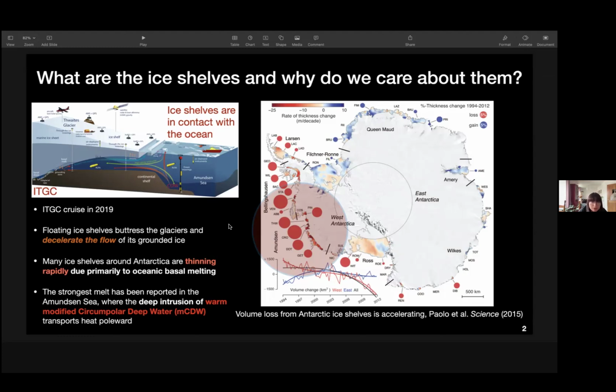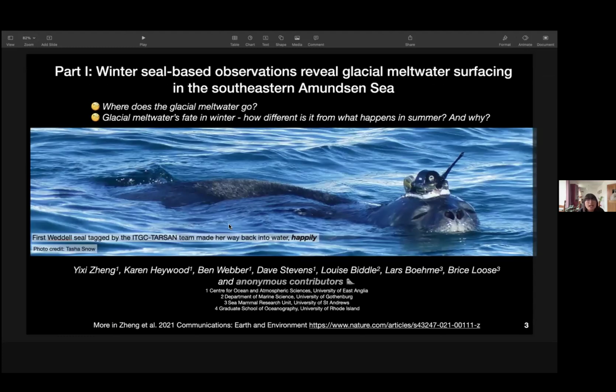So then this will be the first part of my talk, and it's also the first part of my PhD. Winter seal-based observations reveal glacial meltwater surfacing in the Southeastern Amundsen Sea. In this study, we try to answer two questions. The first question is, where does the meltwater go? And the second is, what is the glacial meltwater's fate in winter?